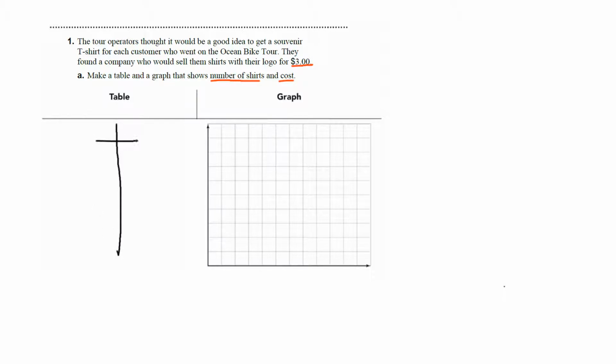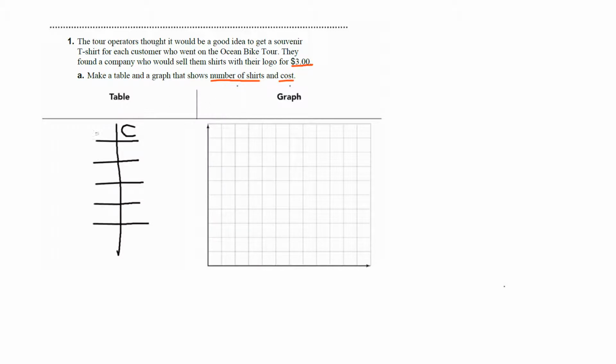Before we fill in our table, we need to know which variable is the independent variable and which variable is the dependent variable. And all you have to do is ask yourself this question. Does the number of shirts depend on the cost, or does the cost depend on the number of shirts? Hopefully you said that the cost of the shirts depends on the number of shirts. So the cost is dependent. It's the dependent variable, which means it goes on the right side of our table.